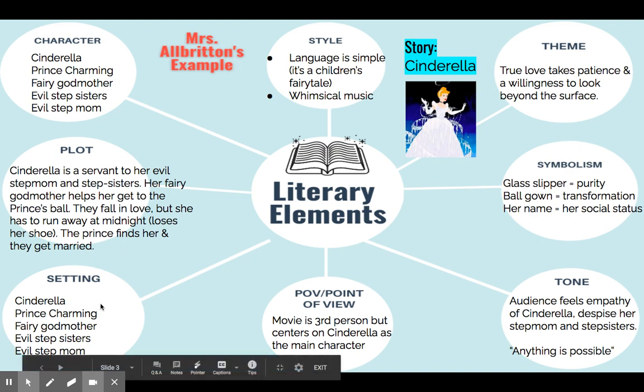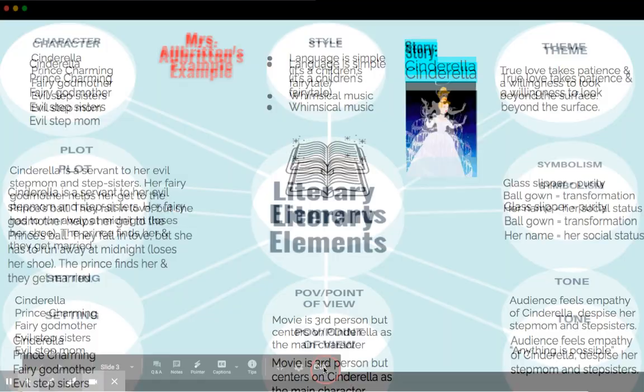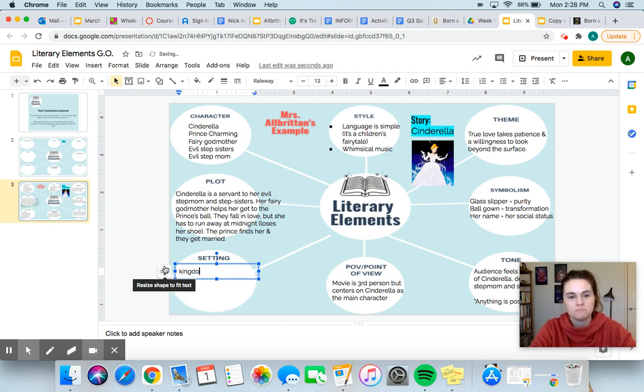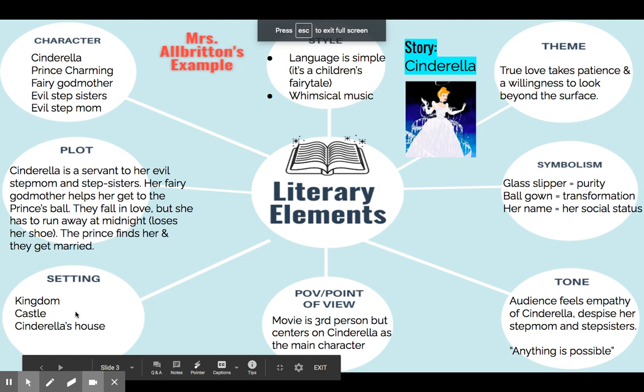Setting, you're going to tell me... okay, sorry, this is my bad. I forgot to edit this. For setting, you're going to tell me where this story is taking place. So I need to delete this and type: kingdom, there's a castle, Cinderella's house. Think about all the places that are in the story. Any other details that you think are important.